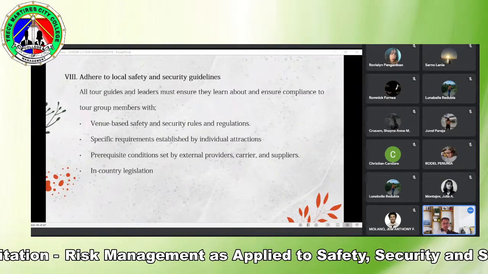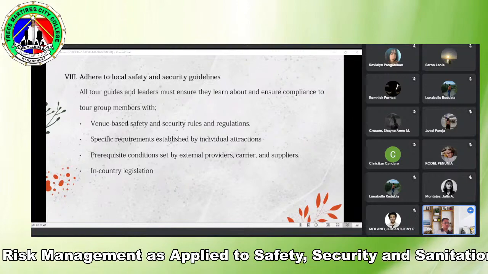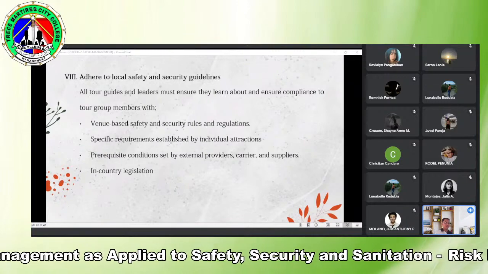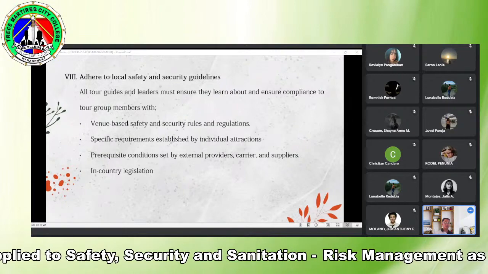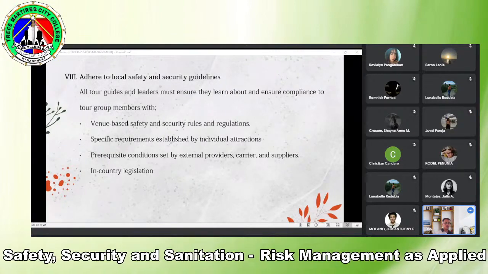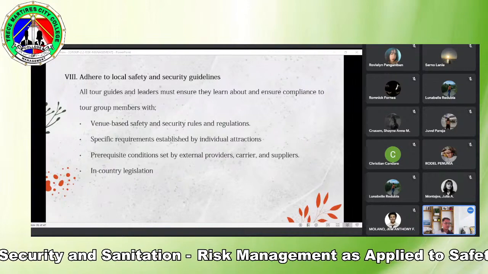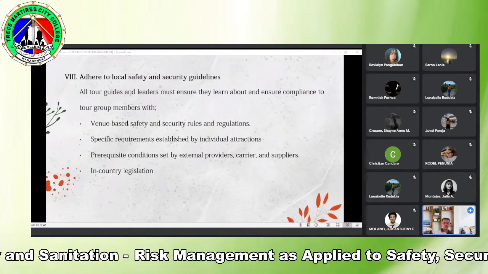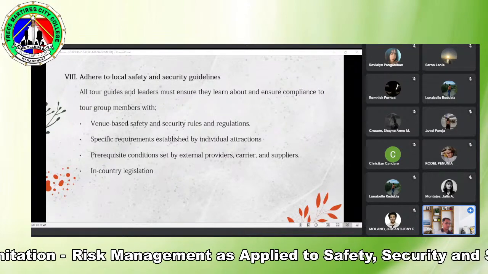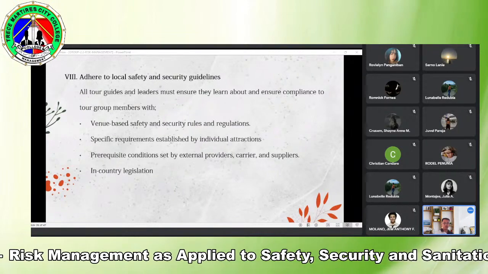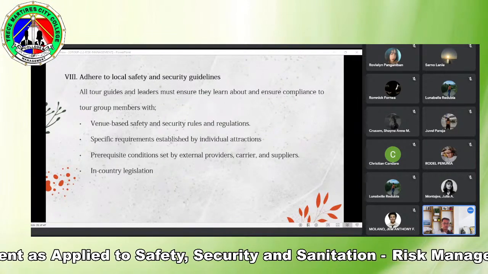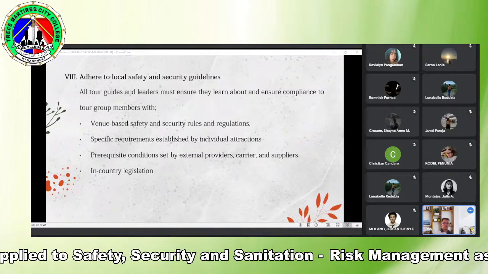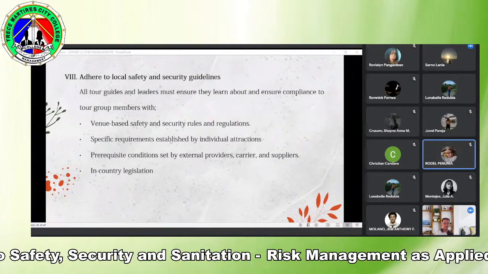And last is the in-country legislation. So with this, ganun lang din yon. Okay? So hindi ka rin pwedeng makapasok sa isang country without following their procedures, guidelines, and requirements. Okay? Understood? Makuha po ba? Yes po. Yes. Okay, let's proceed.